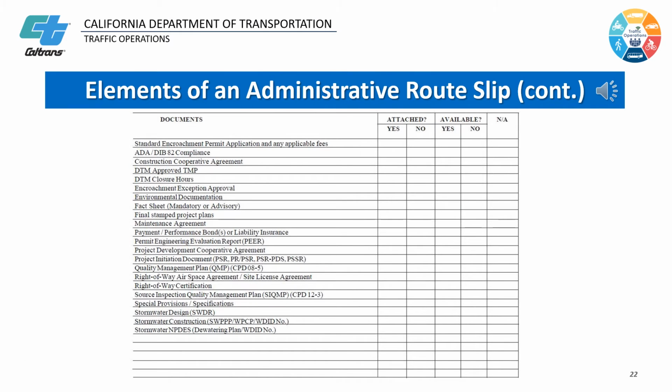In the last part of the form, please check or list all project documentations provided to the Encroachment Permit Office. Among the listed documents, permit application, ADA certifications, co-op agreement, encroachment exception approval, environmental documents, stamped project plans, maintenance agreements, proof of bond and insurance, PIER, right-of-way documents, and stormwater documents must be attached. Other documentation must be available when requested.